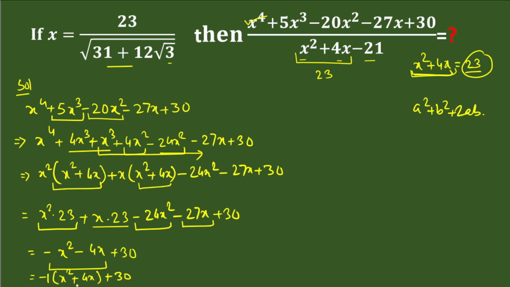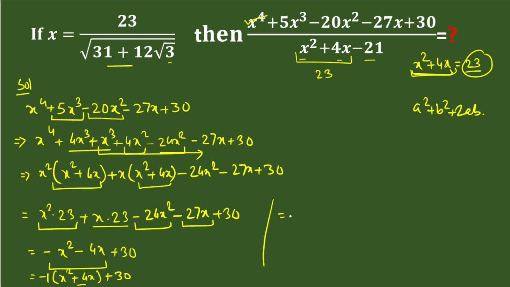Now the value of this term is 23. Now let's simplify it. So it is negative 1 multiplied by the value of this term, which is 23, plus 30. So it is negative 23 + 30, that is equal to 7. Now here we have calculated the value of the numerator, that is, the numerator value is 7.